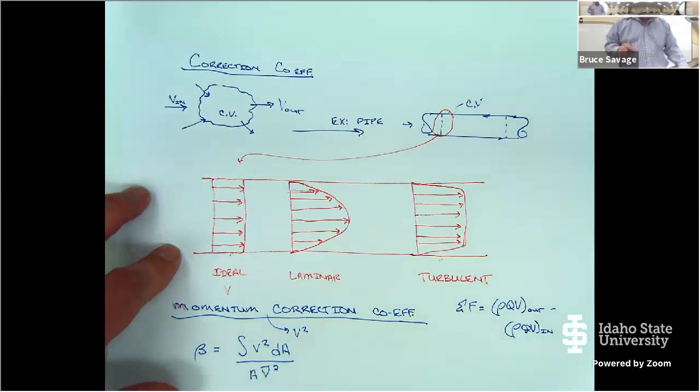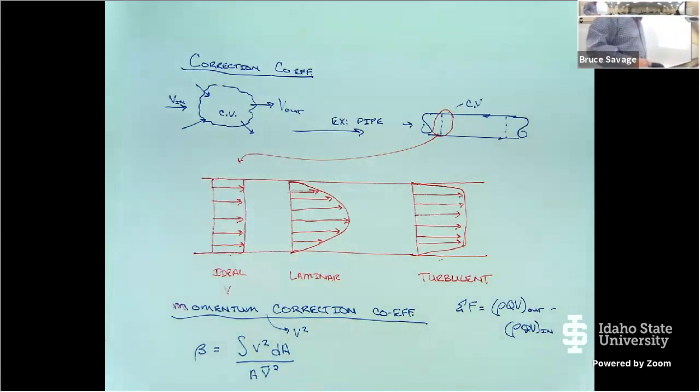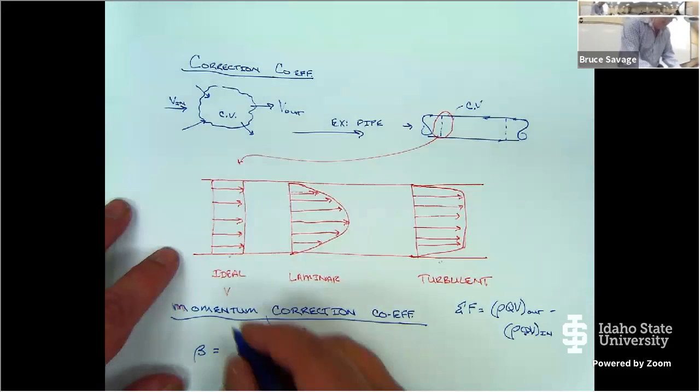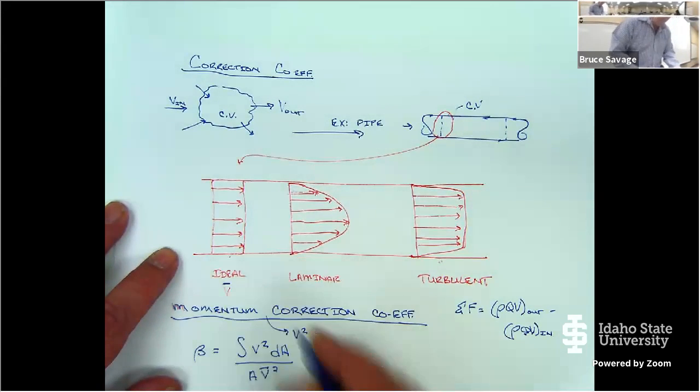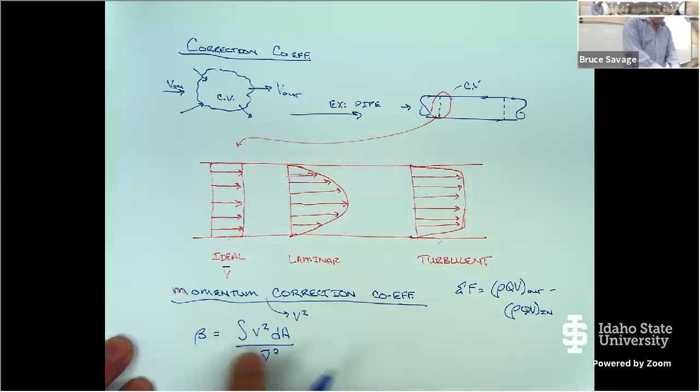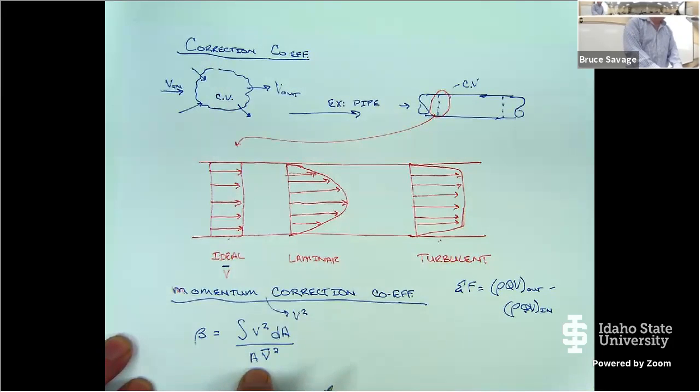So V bar represents the average velocity. That's the ideal flow. So up here in ideal, I'm going to put V bar up there. That's ideal. So I'll make the note there, V bar is ideal. So my equation, beta is equal to the integral of V squared integrated over the area divided by the area times the average velocity squared. And hopefully that makes sense to you.